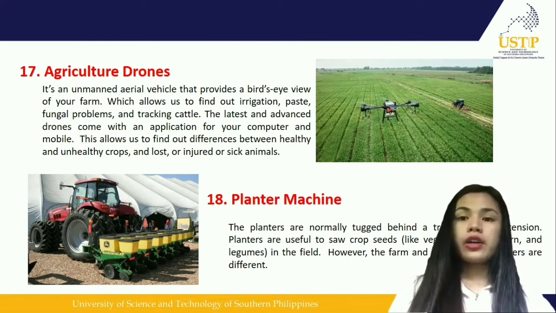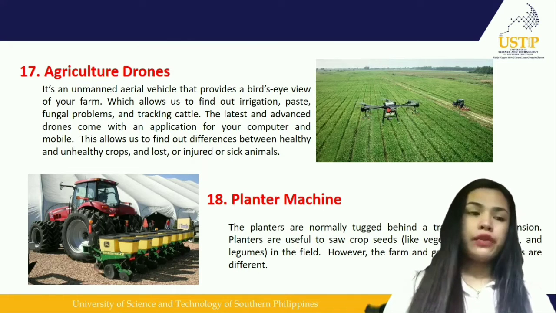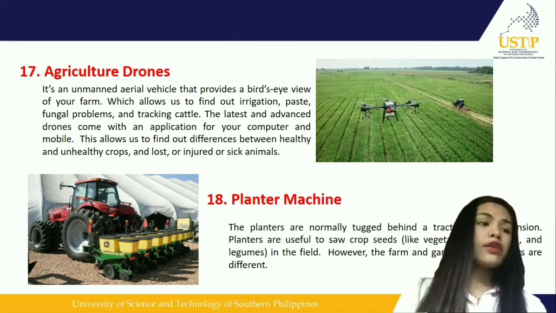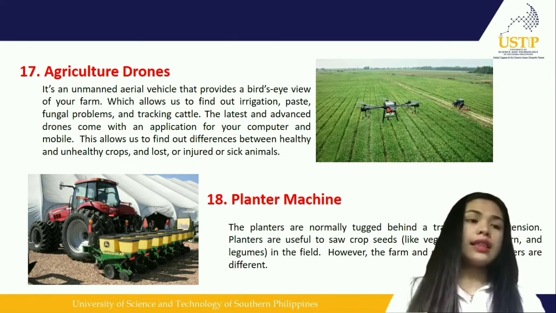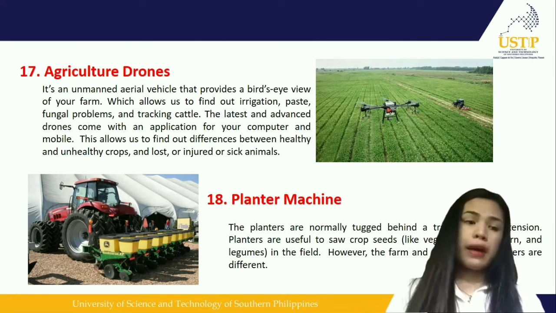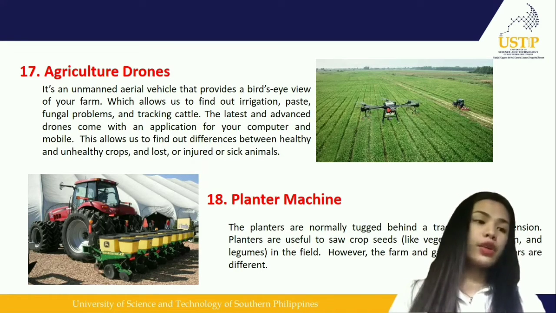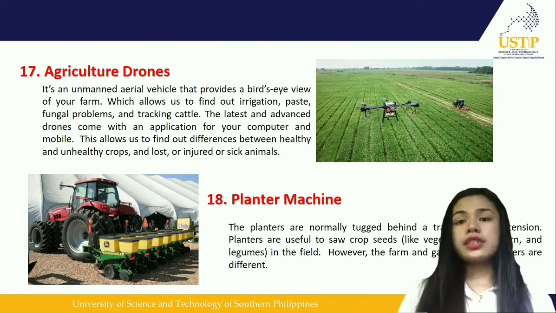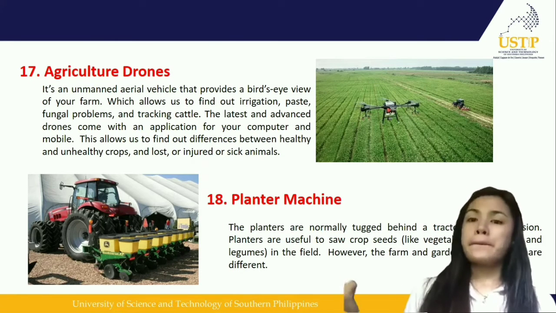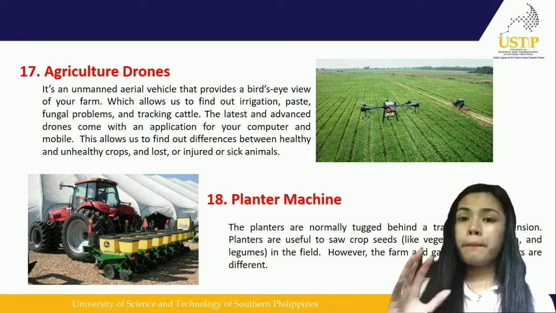Number 17, agricultural drones. It is an unmanned aerial vehicle that provides a bird's eye view of your farm, which allows us to find irrigation, pests, fungal problems, and tracking cattle. The latest and advanced drones come with an application for your computer and mobile. This allows us to find out the differences between healthy and unhealthy crops and lost or injured or sick animals. So, ang nakatsada pud aning agricultural drones is kanang makita nimo og unsay problema sa imong palibot or sa imong farm.